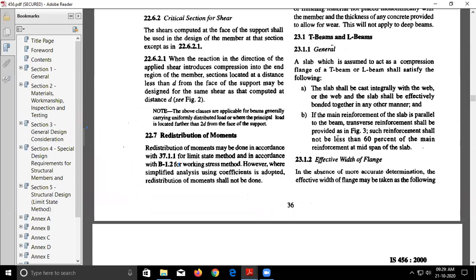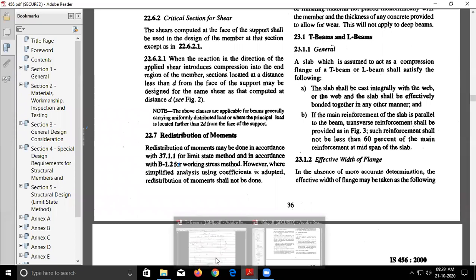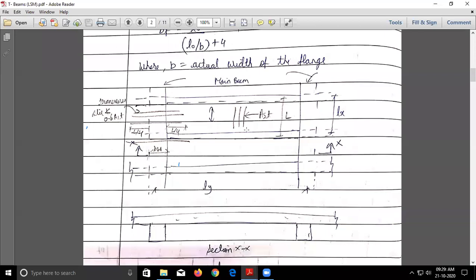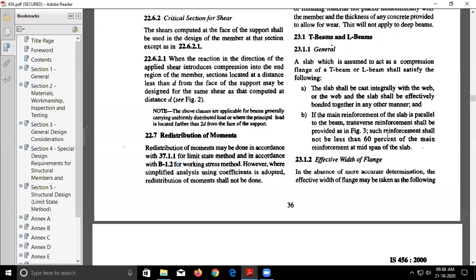Okay, did you understand this? This is what I was showing you in the PDF. The second condition I have shown you with the help of this figure. What the second condition is saying is that if the main bars are parallel to the beam, suppose here it is a beam, then the main bar will be along the short span of the slab. This is LX, so the main bars are along the short span, so the beam and this steel both become parallel. So in that case we have to provide this transverse reinforcement on the upper side such that it should not be less than 60 percent of the steel at the midspan. Okay, so that is what is mentioned here, and that is what I have shown you with the help of the figure.